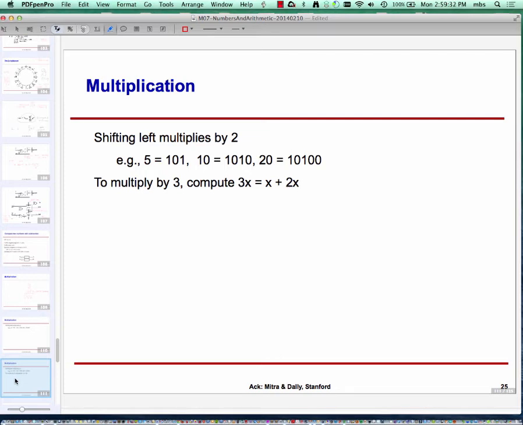Same property holds true. To multiply by 3, multiplying by 3 is nothing but adding the number to twice itself. So 3x is nothing but x plus 2x. So one way of thinking about multiplication is I can break it up into a series of additions where the factors are powers of 2. So if I want to multiply by 5, that's the same as x plus 4x. I know I have x, and 4x is nothing but a shift to the left by 2. Any given multiplier can be broken up into multiplying and adding by different powers of 2.